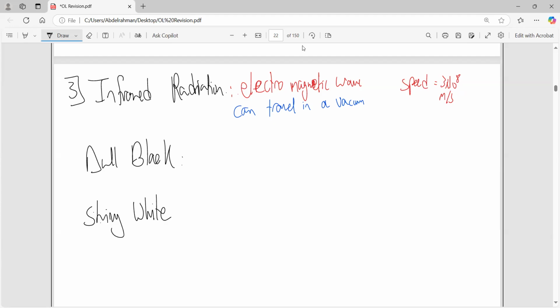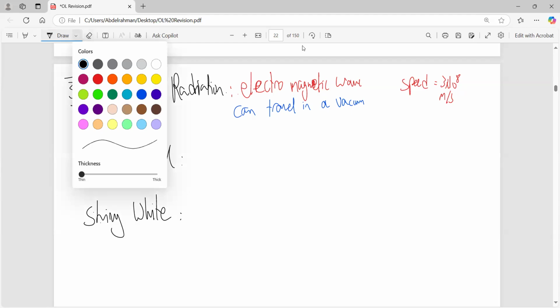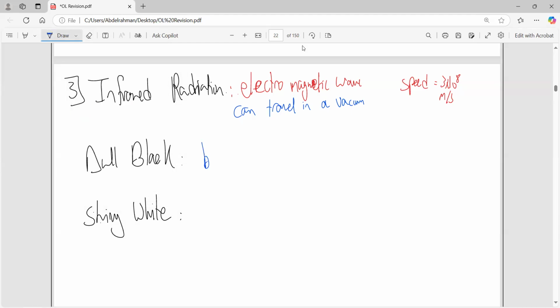What's the difference between dull black and shiny white? Well, dull black is always the best. It's the best emitter of infrared radiation. It's the best absorber.